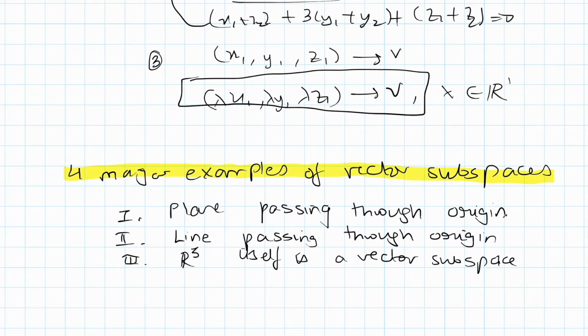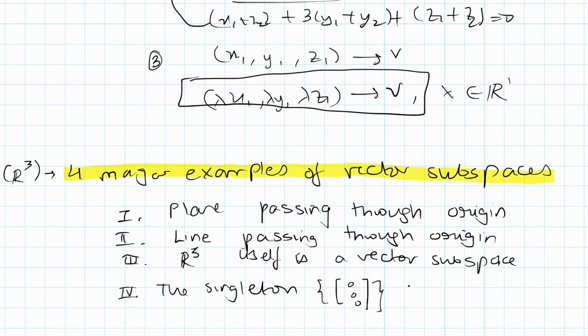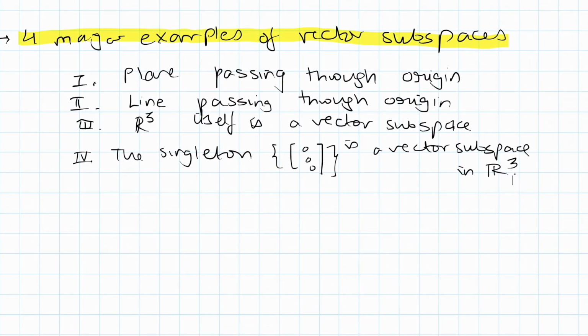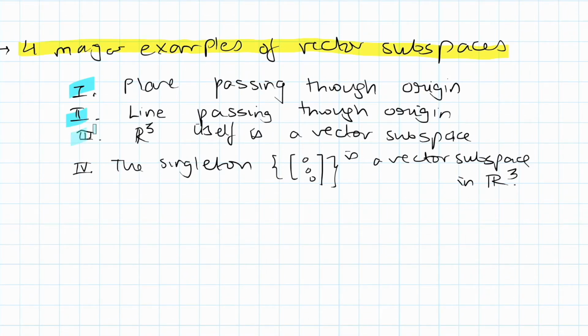Mind you, we are only generally talking about vector subspaces in R3. So these are four major vector subspaces in R3 actually. And what is the last? The singleton 0, 0, 0, this vector is a vector subspace in R3. This is very important to understand. Apart from these four, there are no other vector subspaces that we know of. So these are critical examples of vector subspaces, and any vector subspace that you've been given can be considered to be a subcase or modification of these four. So this is very important.